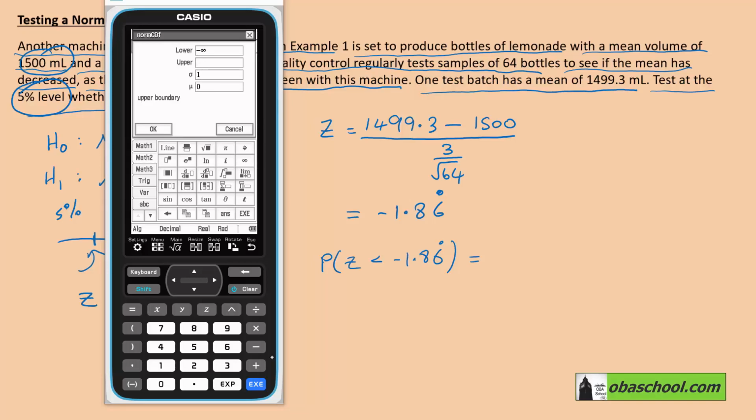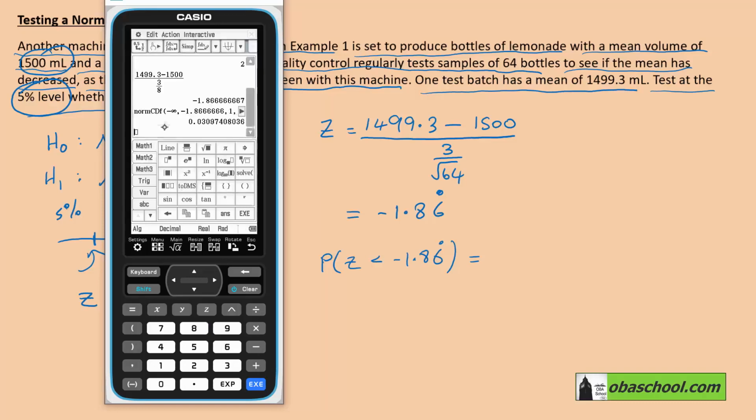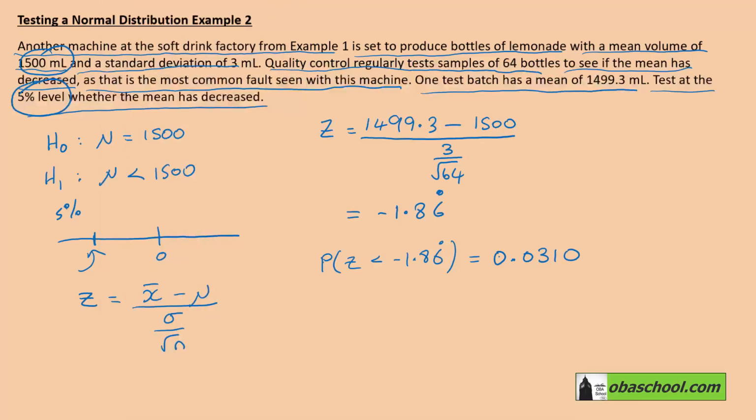Our upper value is the value we just had, which is negative 1.8, and just put a few 6s in there. Note that we're already set up for standard normal, and OK it. And that is 0.03097, so that's 0.0310 if we round it to 4 decimal places. Now, that's our p-value.